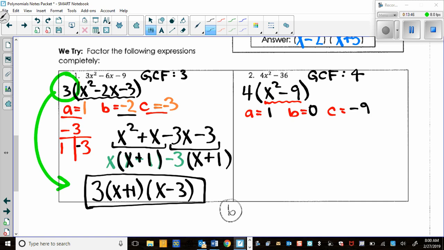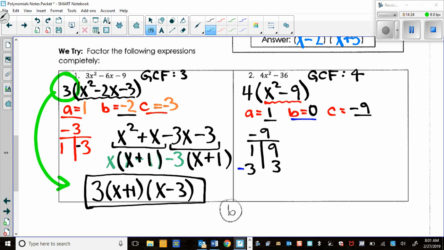Alright, so we're going to go ahead and multiply 1 times negative 9 and find the factors of that. Now, my goal is to get two numbers that I can multiply to get negative 9, and if I add them together, I get 0. So if I look at my last two numbers, I can make the first one negative 3 and have a positive 3. If I add those together, I will end up getting a 0.